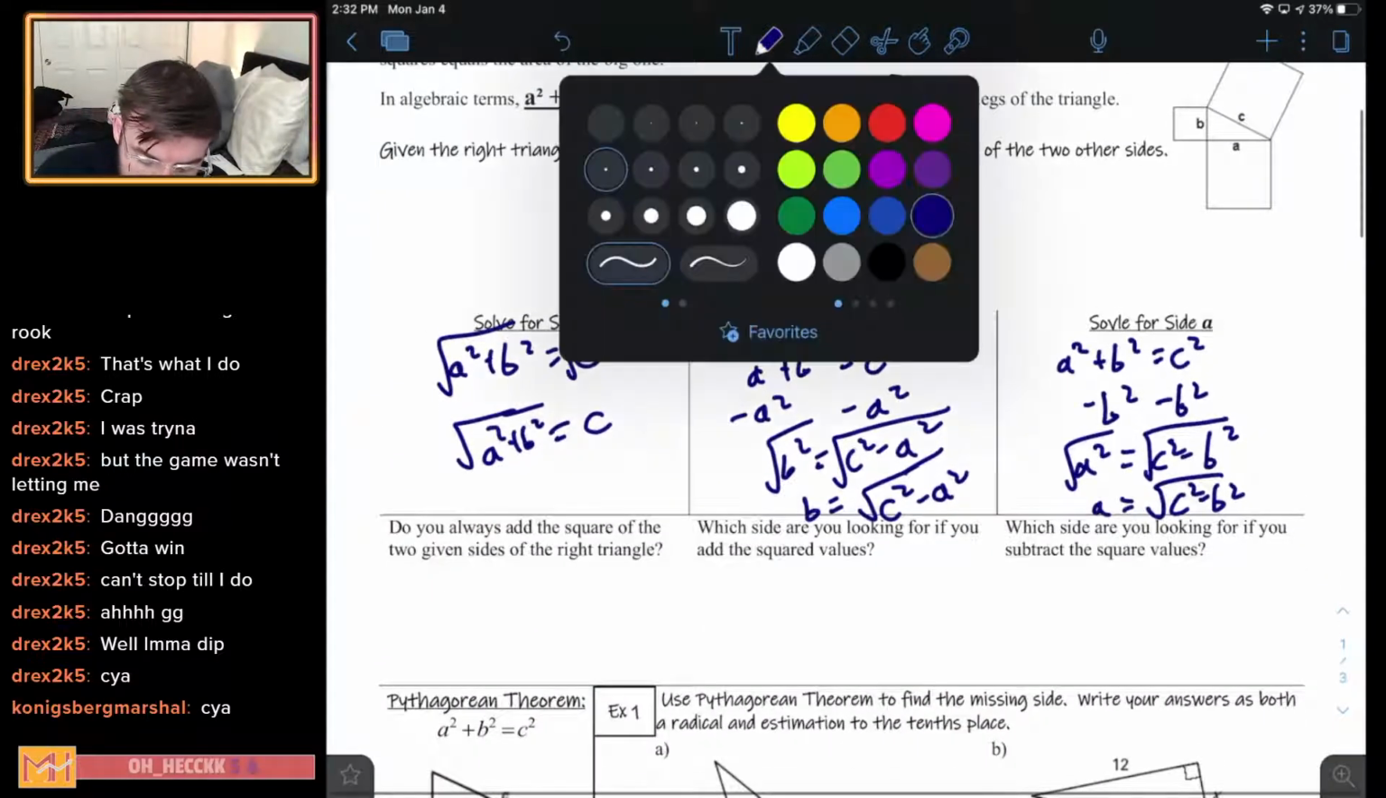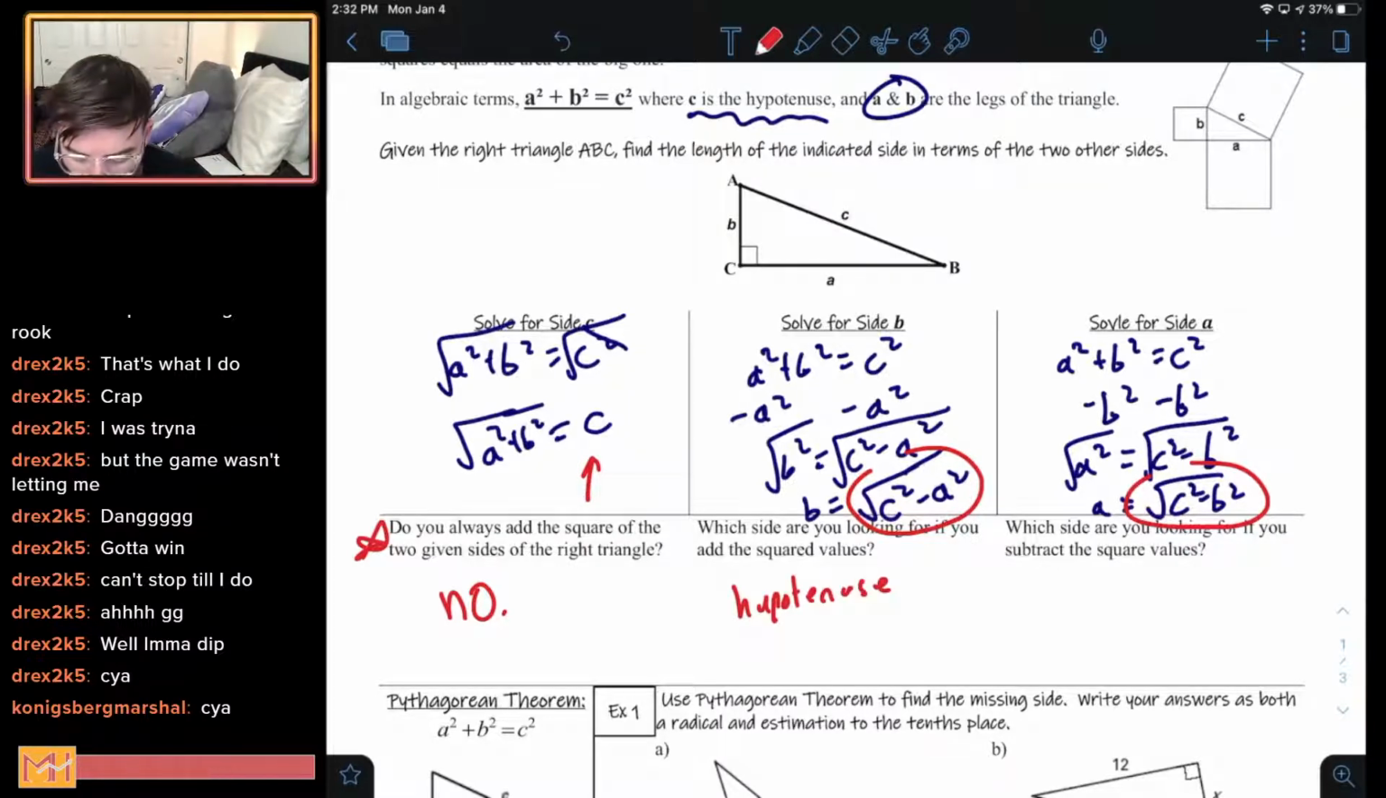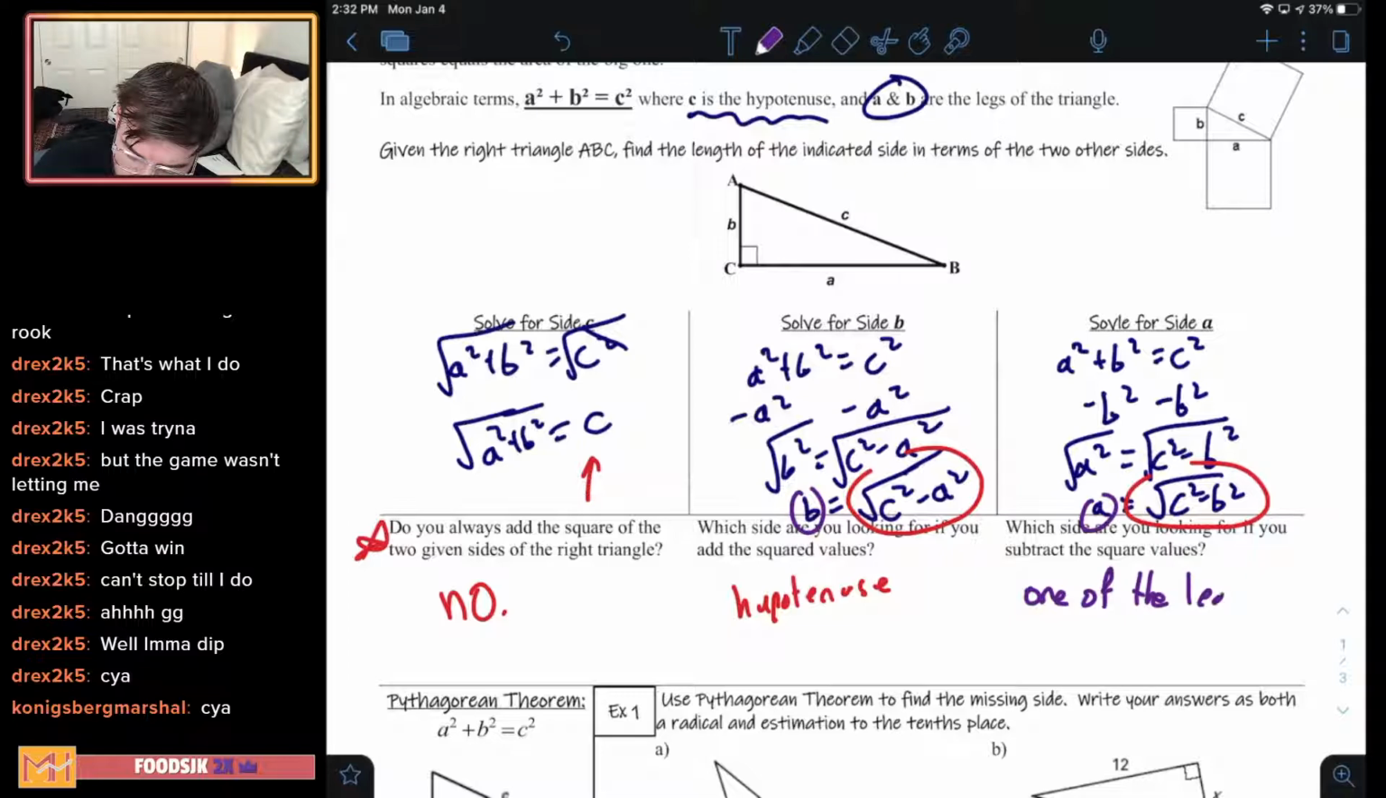Something important to note: do you always add the square of the two given sides of the right triangle? No, we do not always add. In this case, and in this case, we subtract. So which side are you looking for if you add the squared values? We're looking for the hypotenuse. And what are we looking for if we subtract the squared values? We're solving for one of the legs.